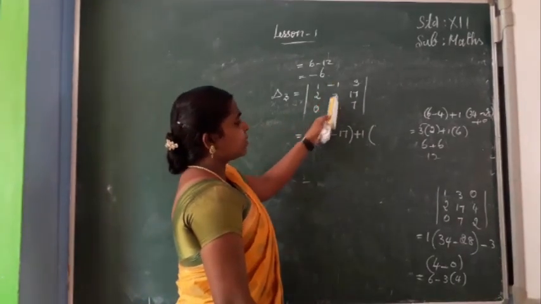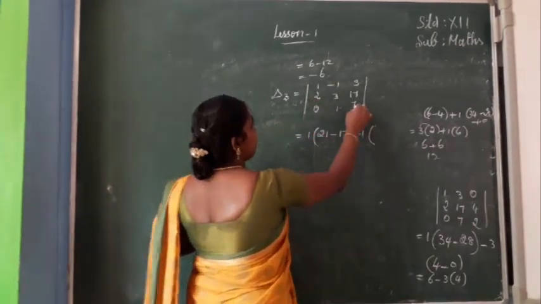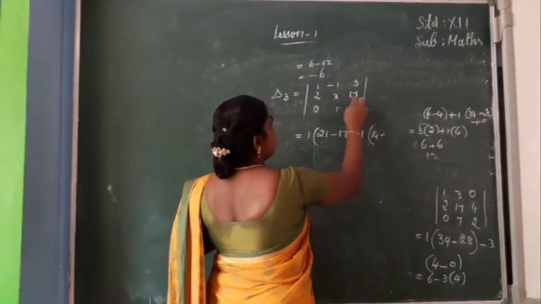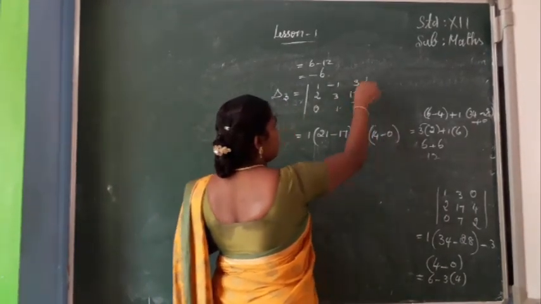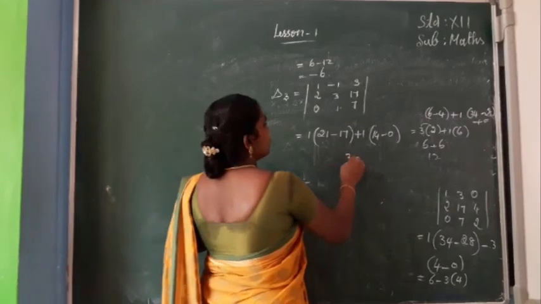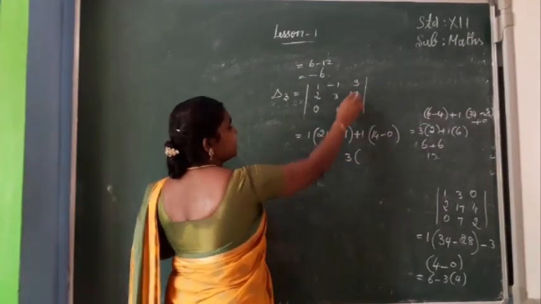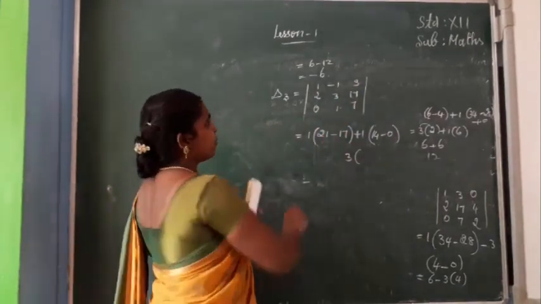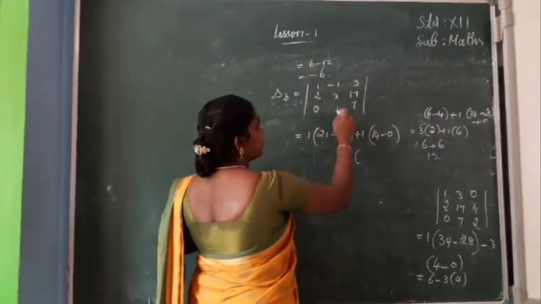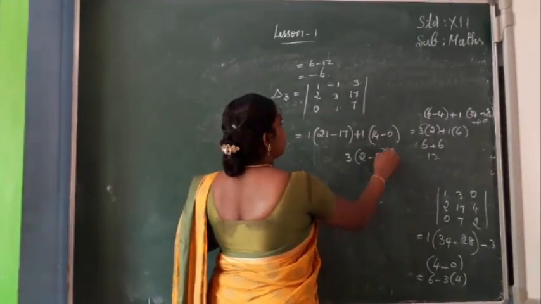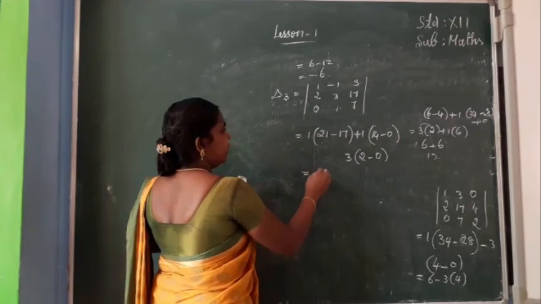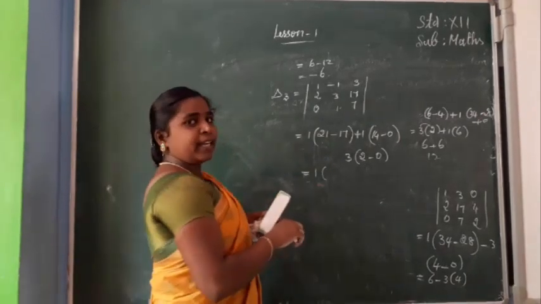You need the first and second column. What do you get? 2 7s are 14 minus 0 into 17 is 0. Then the next element is 3. 3 is in the first row, third column, so you need the first and third column. Remaining 2 1 is 2 minus 3 into 0 is 0. Now you see 1 into 21 minus 17.